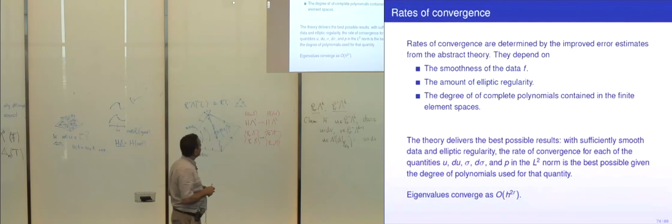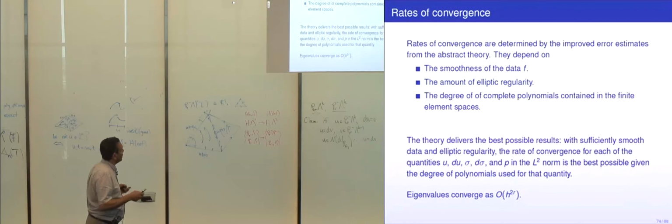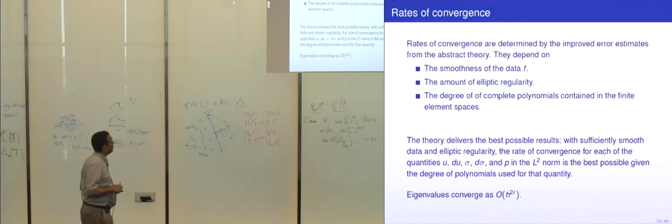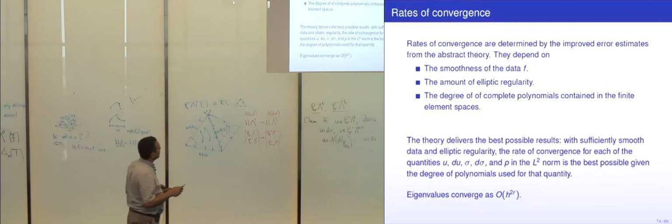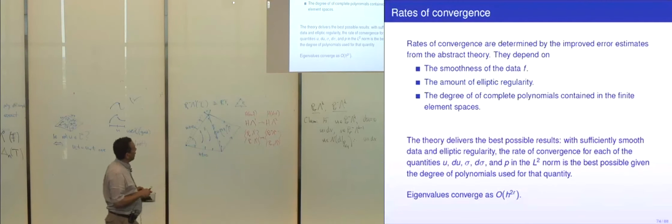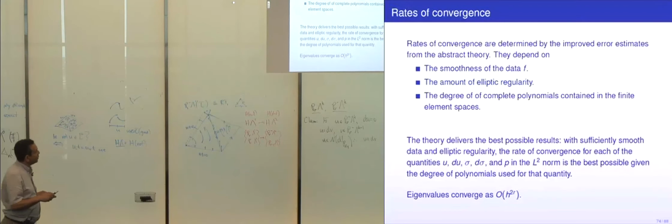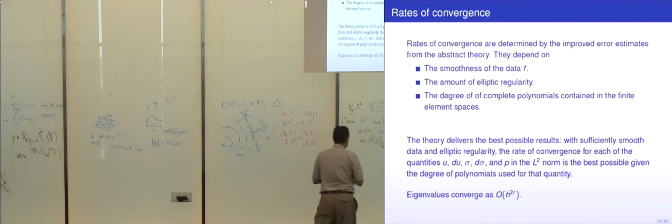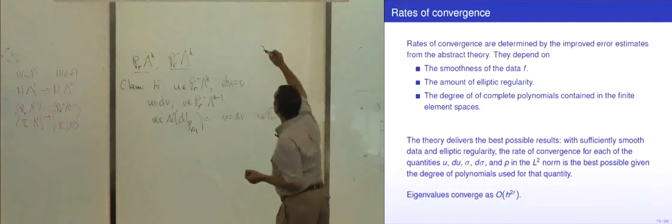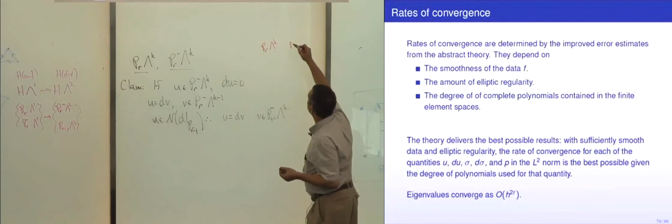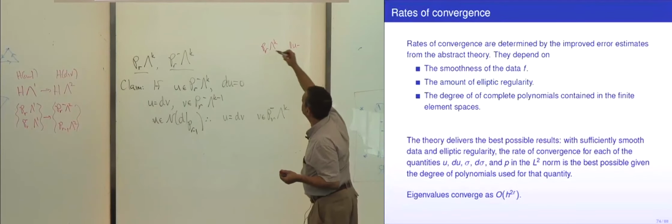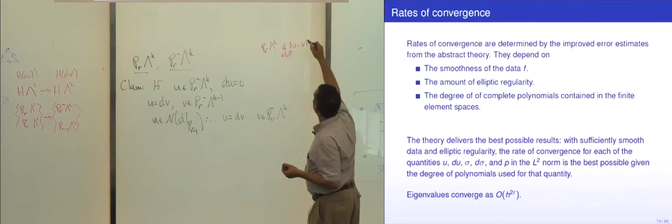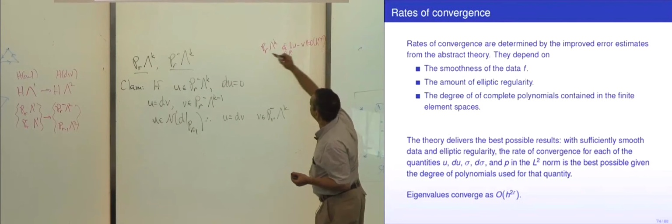And the improved error estimates, well, remember we had these terms, best approximation plus some etas and h's. So you have to go through and see what rates of convergence you get. That depends on how smooth your data is and how much elliptic regularity you have, so how smooth your solution is, and what degree of complete polynomials you have in your finite element spaces. So maybe that's a good point to make: if we're in PR lambda k, and we're looking at u minus v, where v is the best approximation in PR lambda k, then this will be order h^(r+1), because we have polynomials of degree r there.